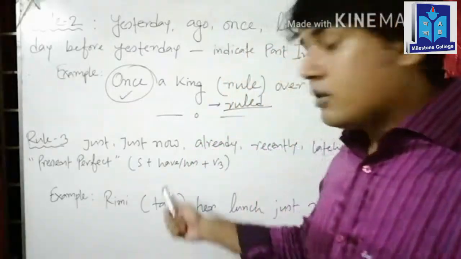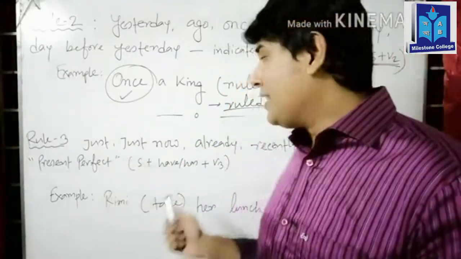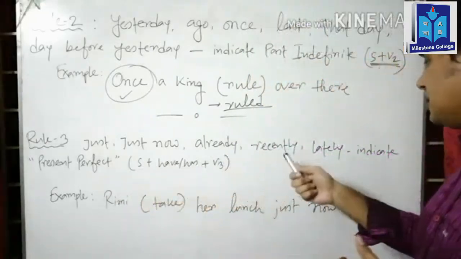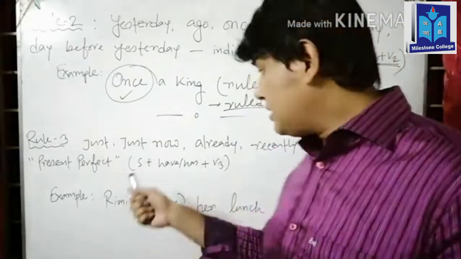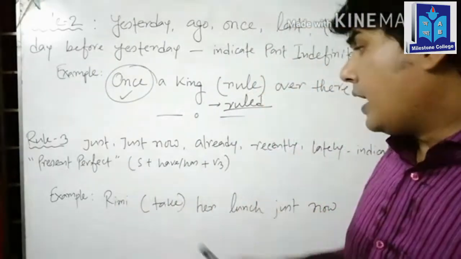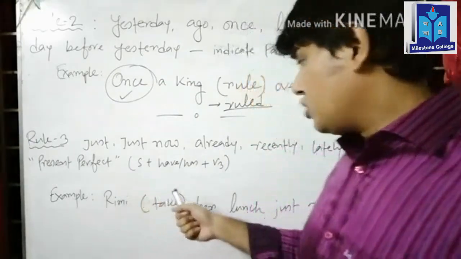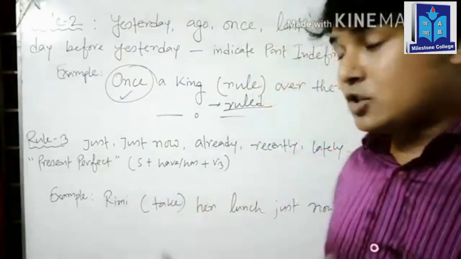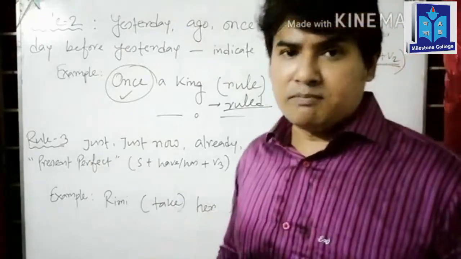Okay, let's see another structure, and this will also go for the tense and also some adverbs. Just now, already, recently, lately indicate present perfect tense. Remember these adverbs. And the structure of present perfect is also very simple. After the subject, you have to give have or has, whichever matches, and the past participle form of the verb.